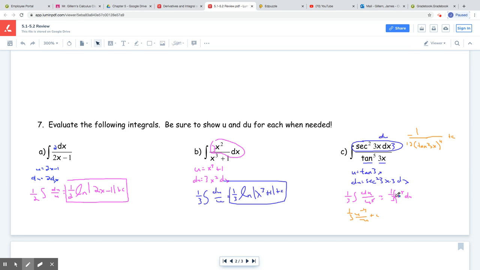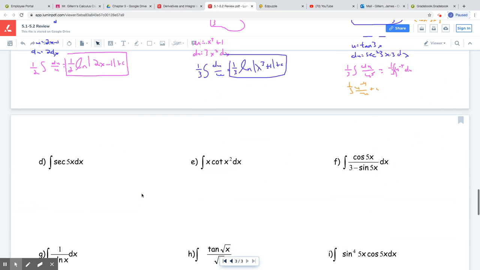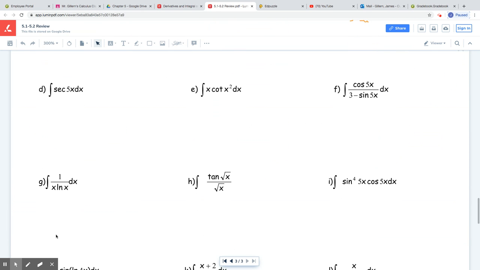Okay, so it's not always going to be du over u. All right, nice, easy trig one. You just have one trig function. You make u whatever comes after it. u equals 5x. The derivative is 5 dx. I put a 5 here, I put a 1/5 on the outside. It's the integral of secant u du.